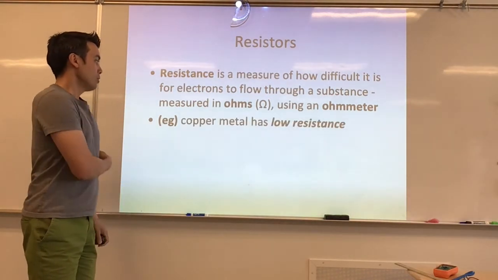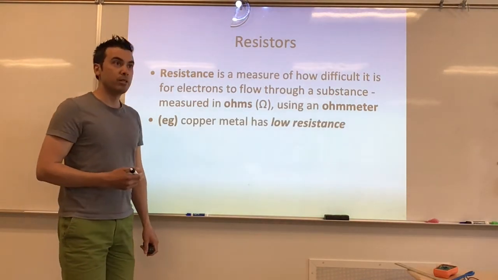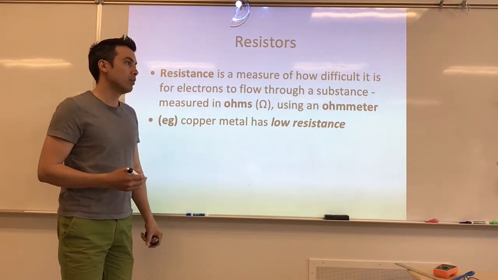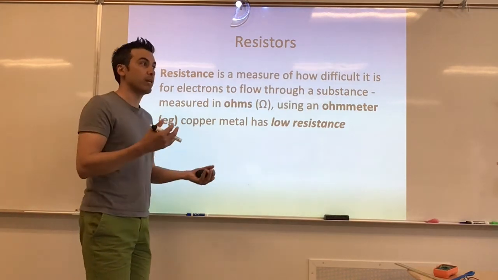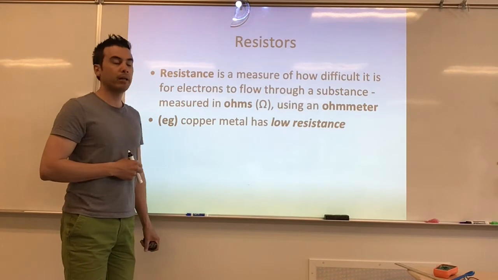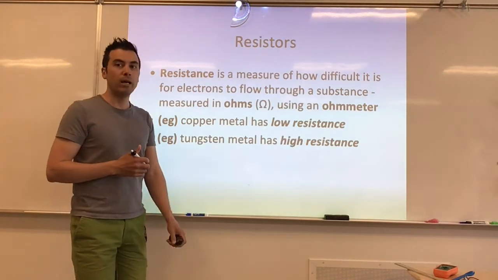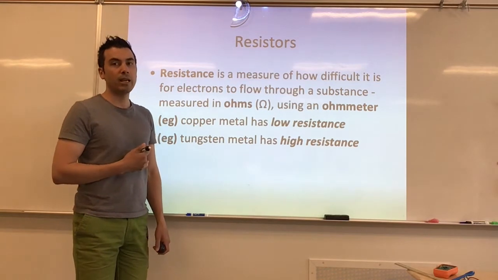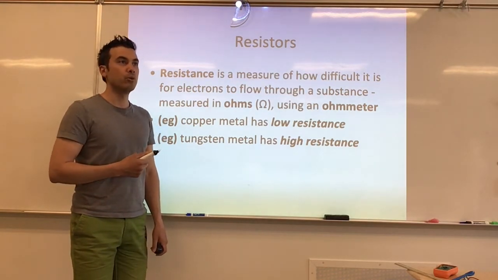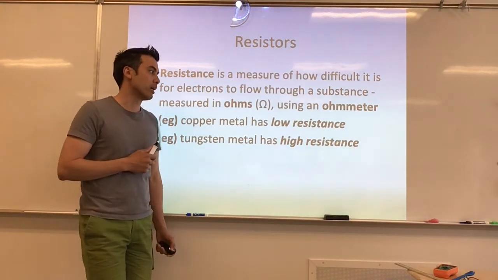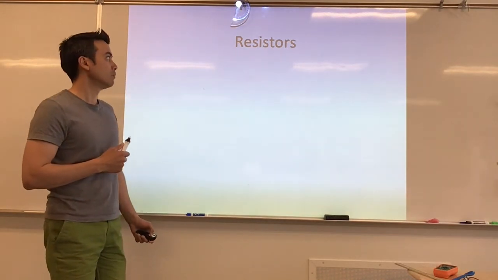So copper would have a very low resistance, and so the electrons can easily pass through. They're not being held back very much. Whereas something like tungsten, even though it's a metal, has high resistance, and so the electrons really slow down in a material like this.